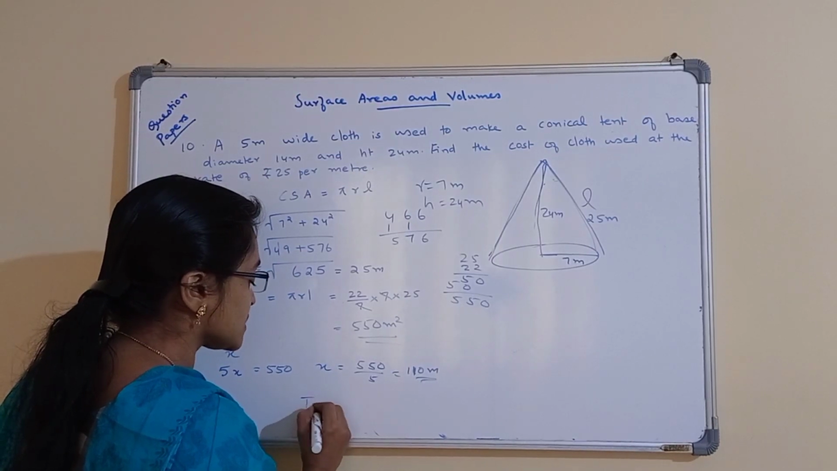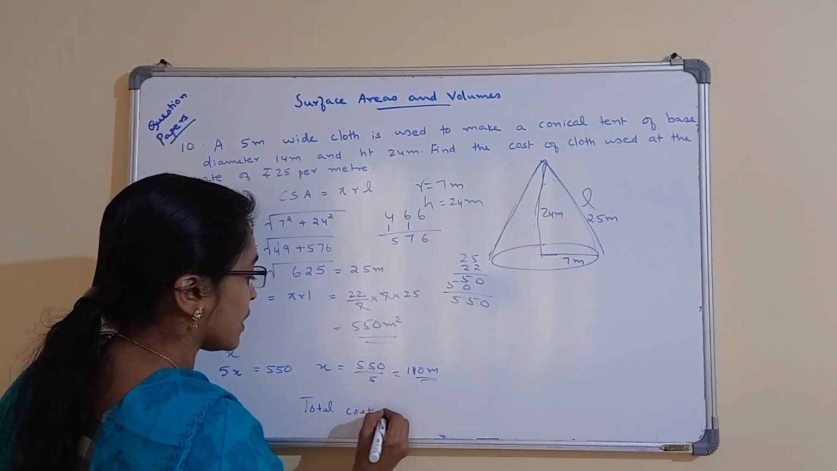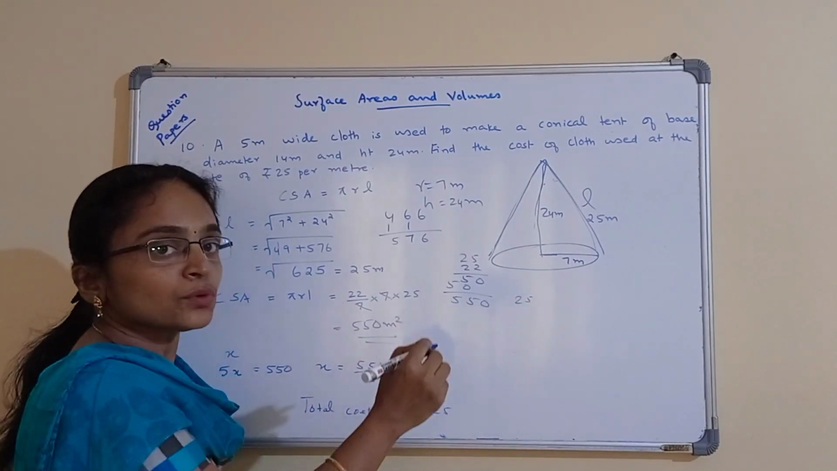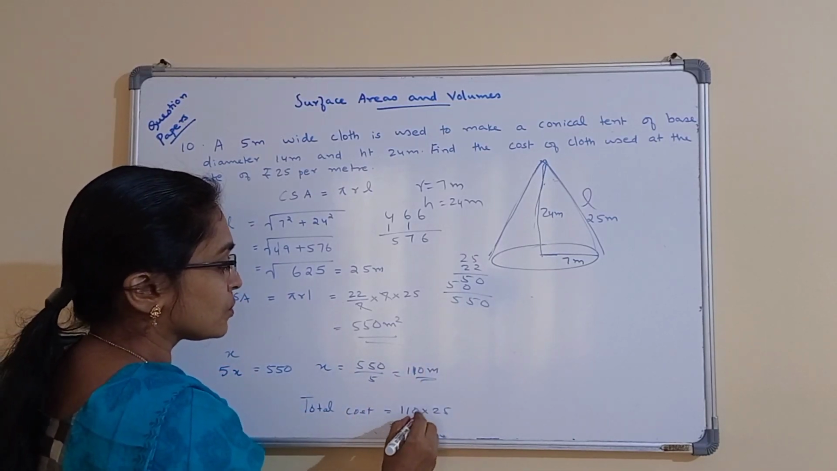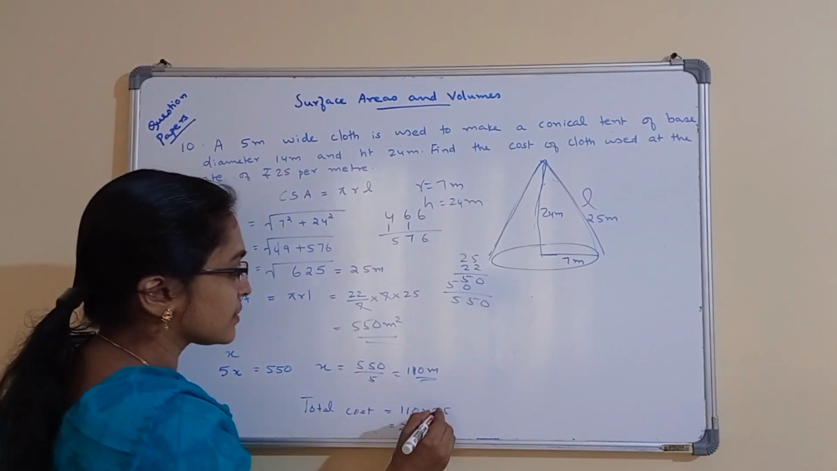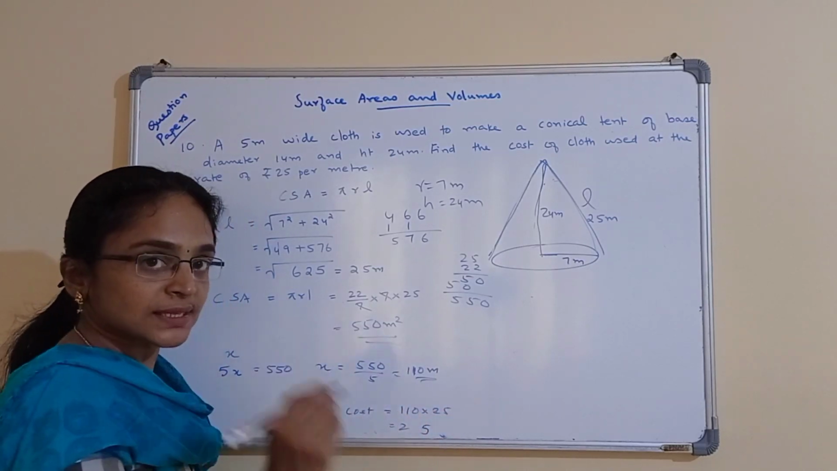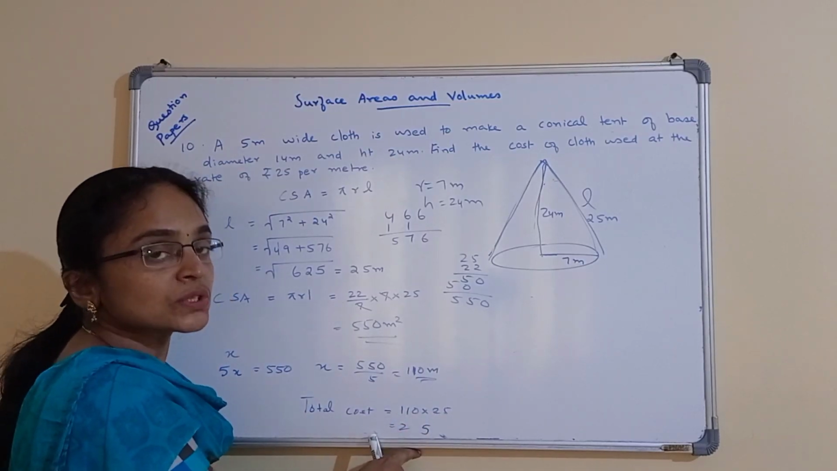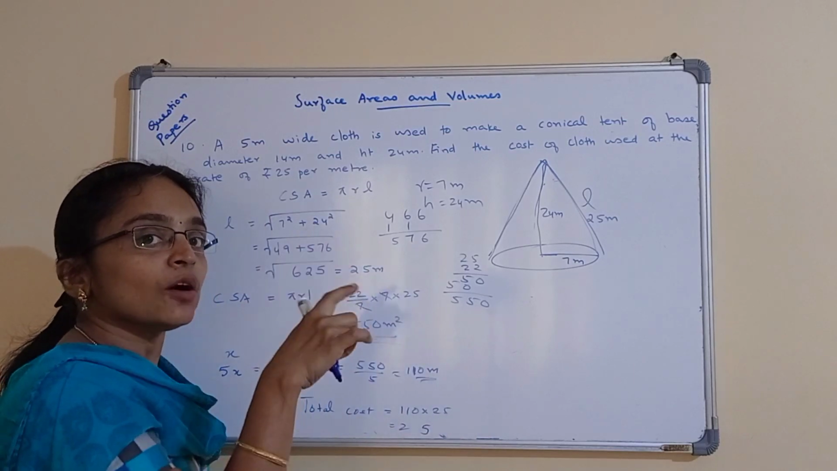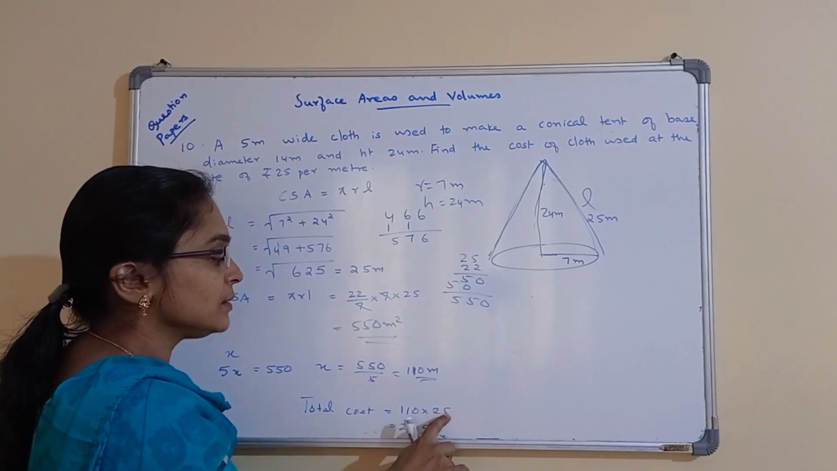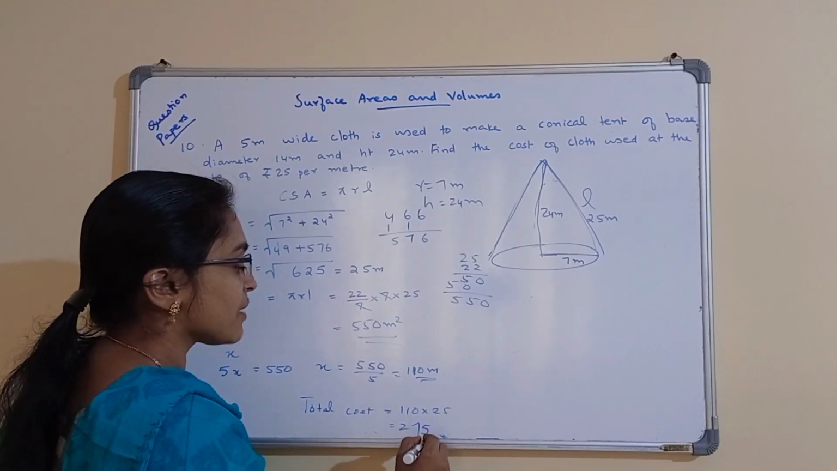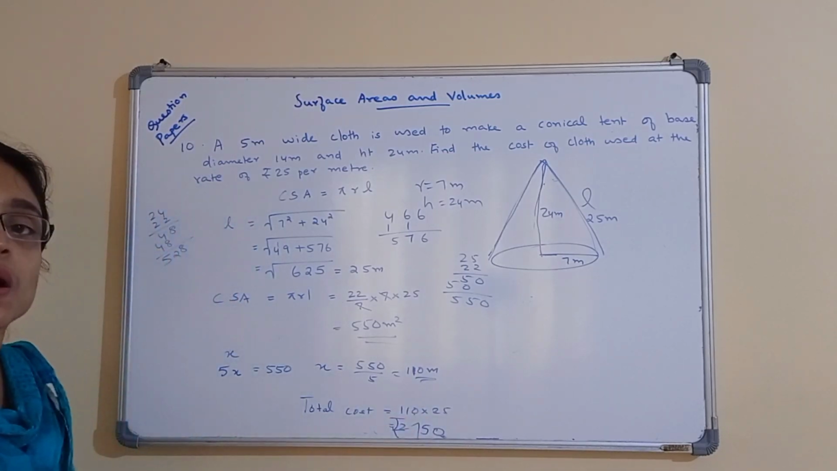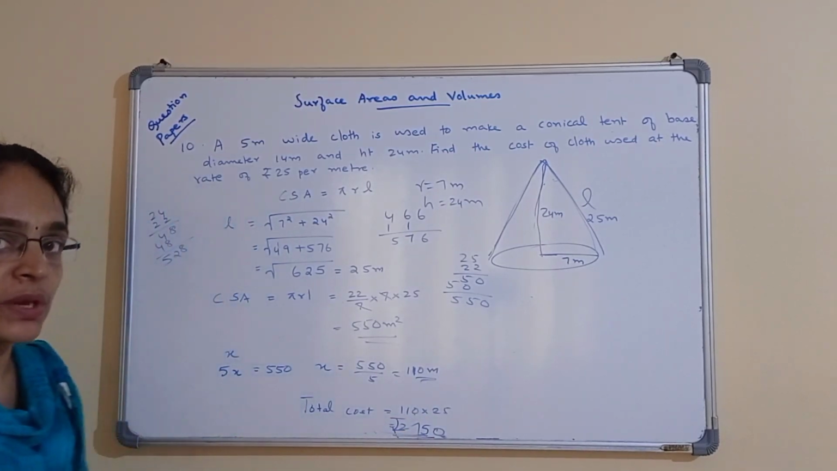Total cost is equal to 110 into 25. So 25, we can multiply 25 by 11. If you have to multiply a number by 11, just write the leftmost and rightmost digits as it is, and then add the intermediate digits. That is, you have to add 2 and 5, which is 7. So 2, 7, 5 and 1 0 is there. So the total cost is 2750 rupees. Understood?